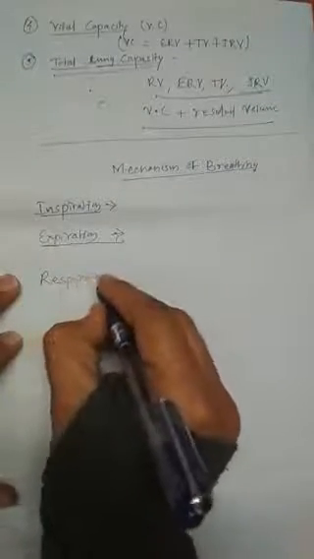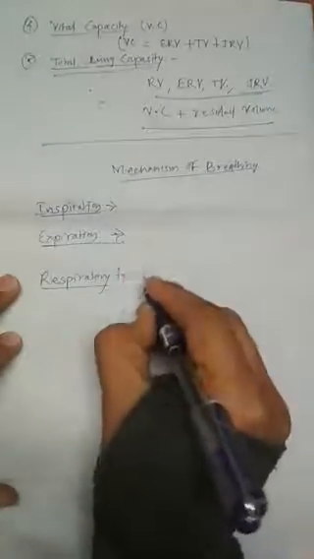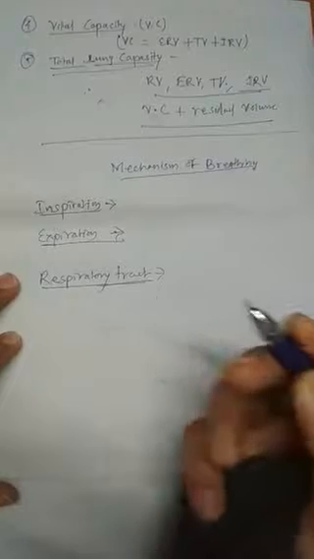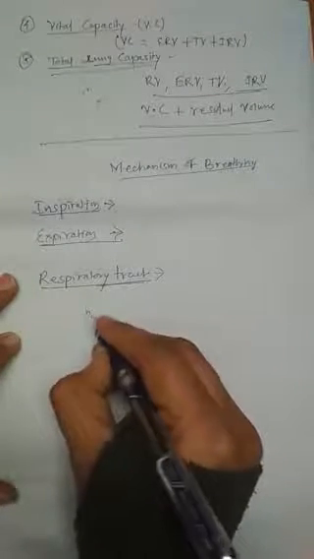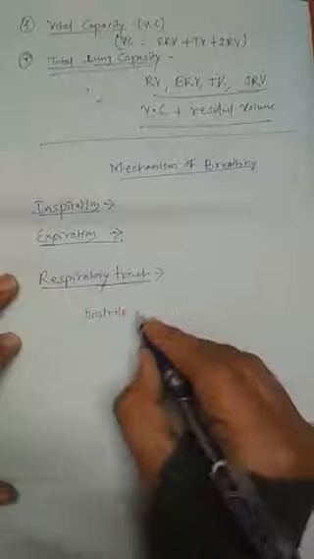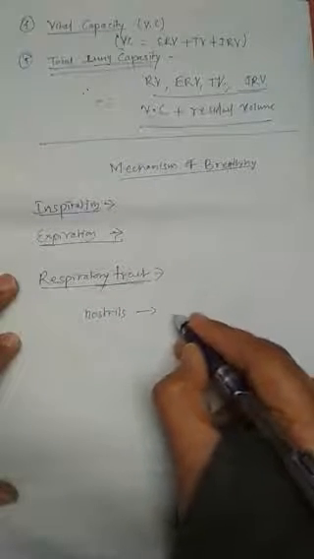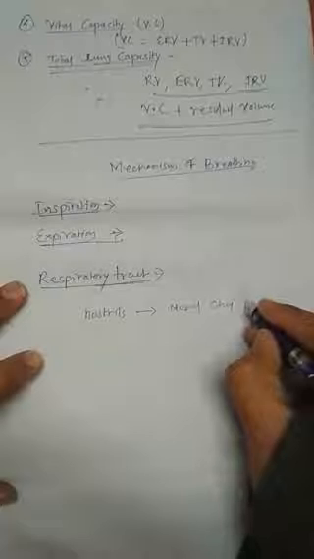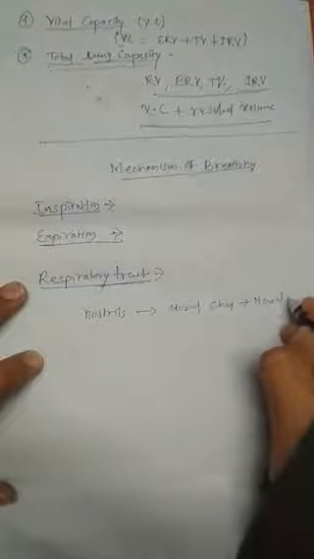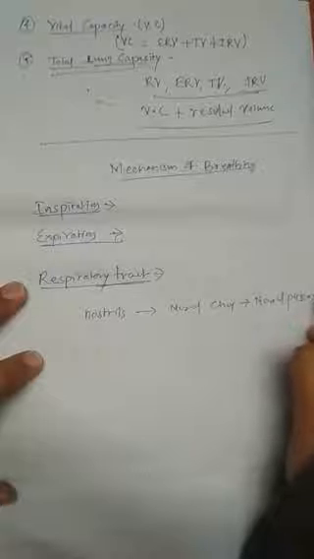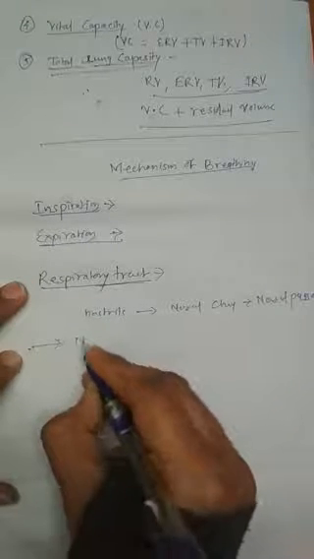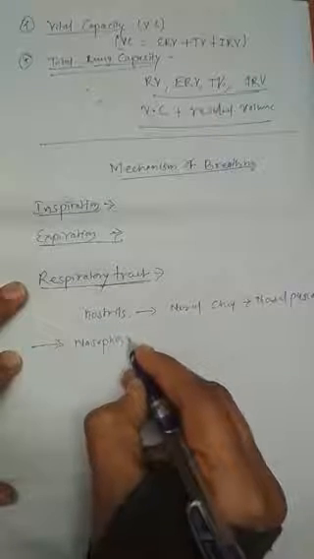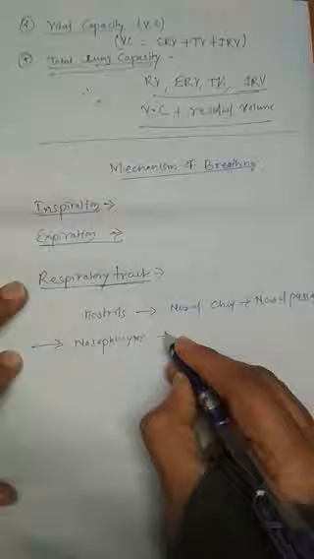Now what about the respiratory tract? Respiratory tract in humans: that is a pair of external nostrils, then nasal chamber or nasal passage, nasopharynx, then glottis.